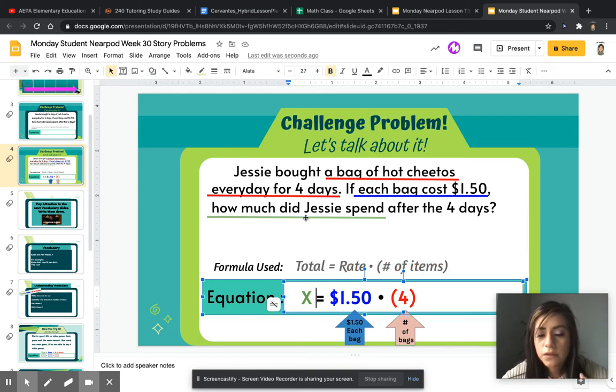No sabemos cuánto gastó después de 4 días. Así que eso es nuestro total. Lo que no sabemos. And when we don't know, we put a variable. When we don't know, ponemos una X. When we don't know what the missing value is.